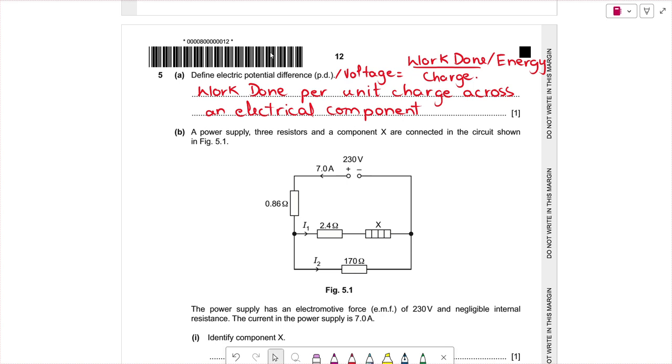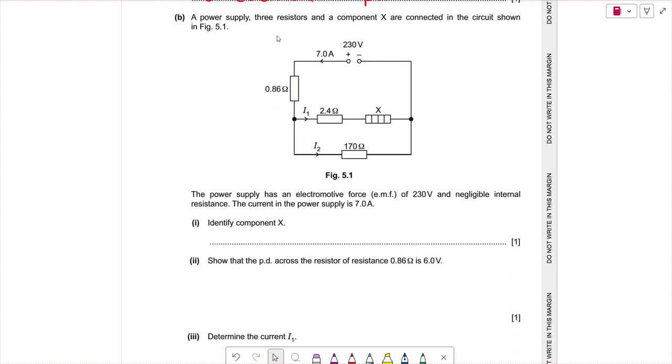A power supply, three resistors and a component X are connected in the circuit shown in figure 5.1. The power supply has an EMF of 230 volt and negligible internal resistance. The current in the power supply is 7 amperes. Identify the component X. So this component X is the symbol for a heater. Show that the potential difference across the resistor of resistance 0.86 ohm is 6 volts.